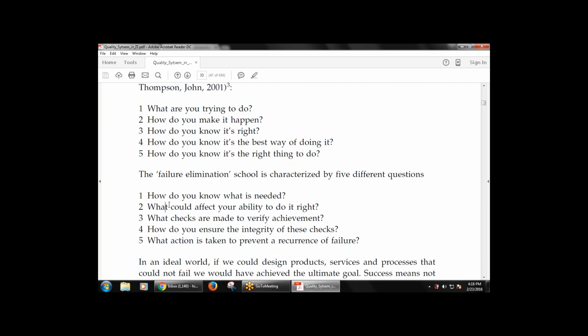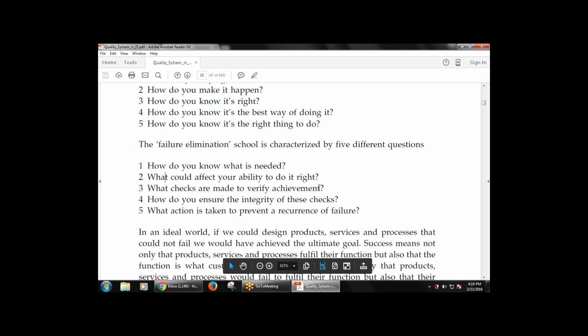Then how do you ensure the integrity of these checks? That is, how do you ensure whether these checks are valid or good or not? Then what action is taken to prevent the recurrence of the failure? That means, if the failure occurs again, what are the various possible solutions and actions taken to prevent the recurrence of the failure?